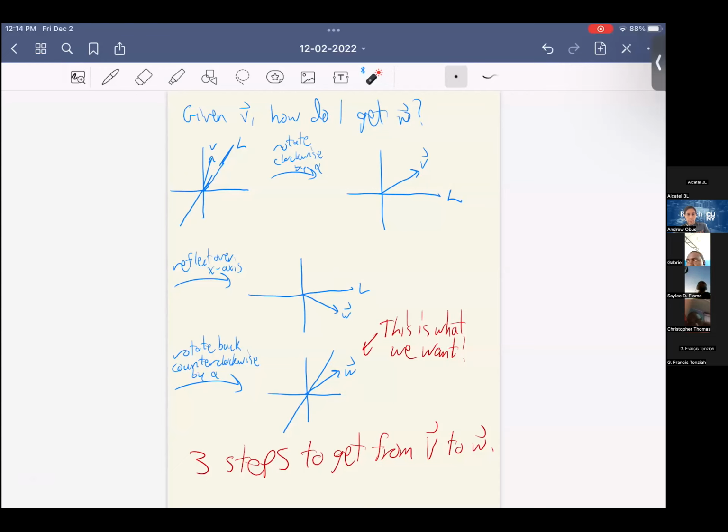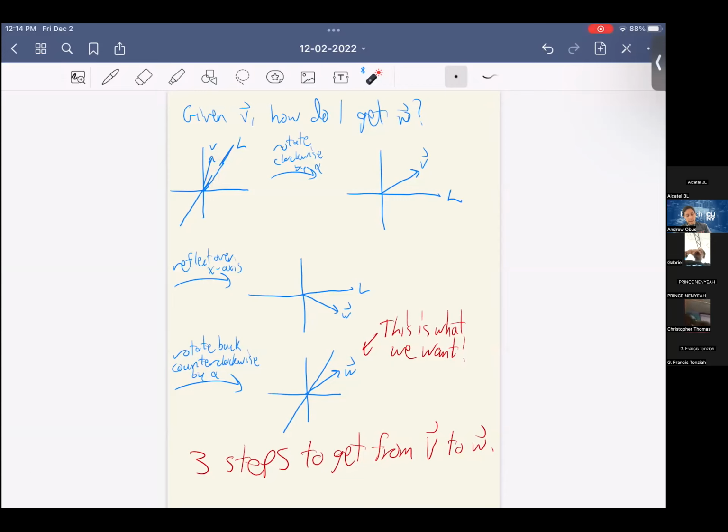Any questions? Yes, sir. Hello. Prince, is that a question? I want to know whether the vector can be reflected. Sorry? The vector, can a vector be reflected? Yeah, a vector can be reflected over any line.